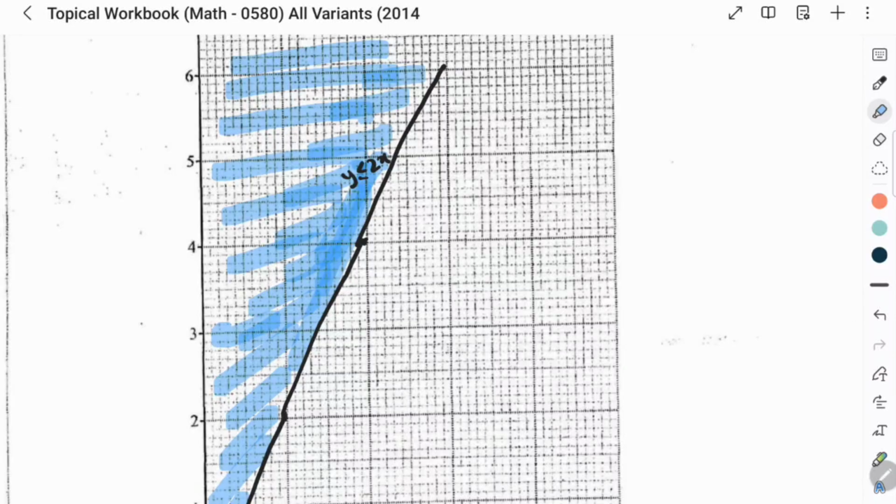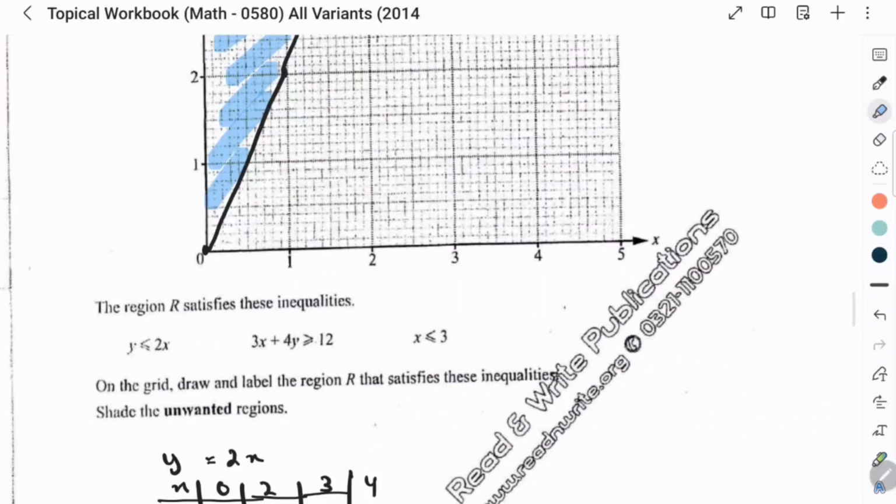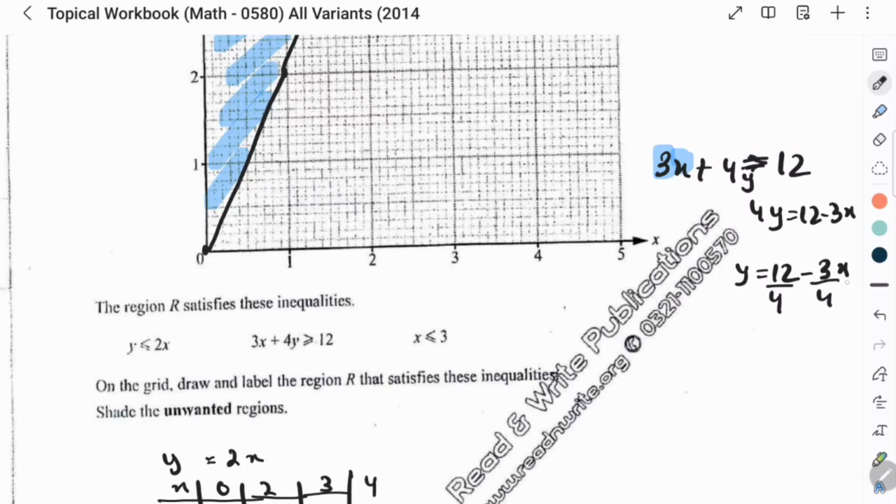Now the next line is 3x plus 4y is greater than or equal to 12. For that you need to make y the subject. So 3x plus 4y is equal to 12. I'm just finding out the coordinates. 4y is equal to 12 minus 3x, and y is equal to 12 over 4 minus 3 upon 4x. Y is equal to 3 minus 3 upon 4x.